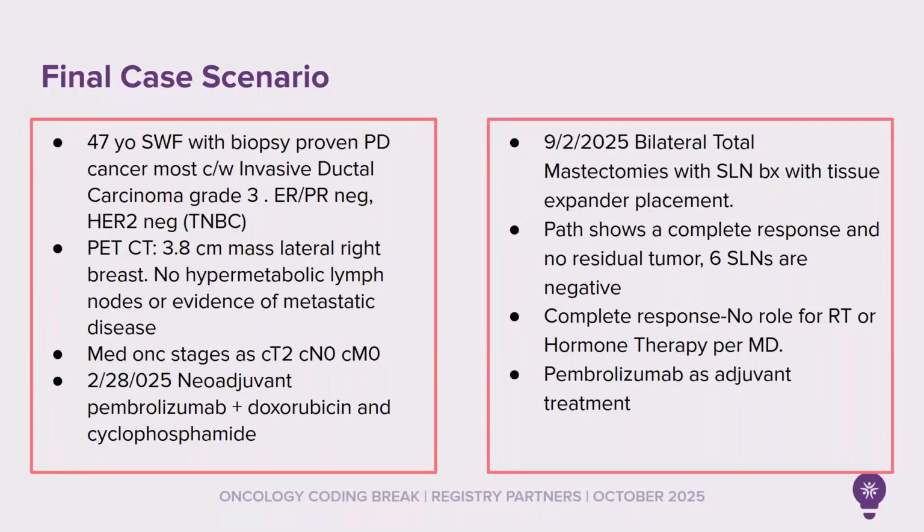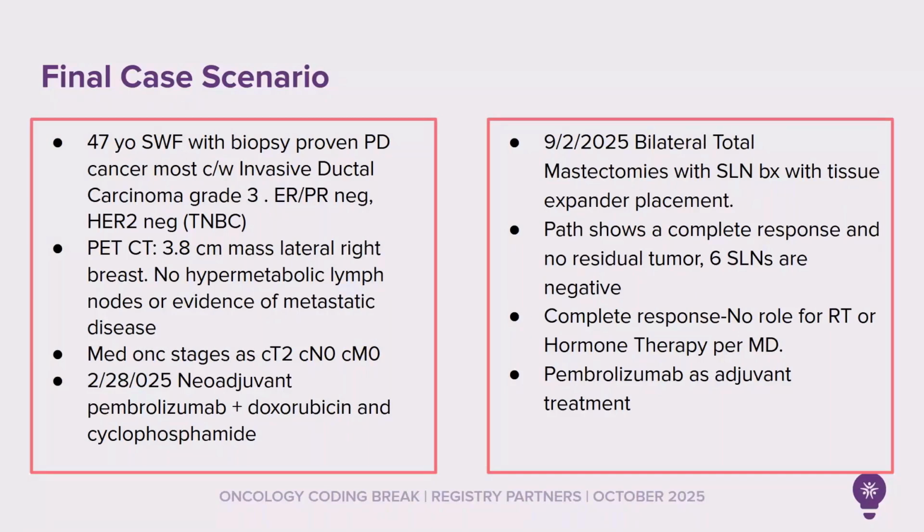PET CT shows a 3.8 centimeter mass involving the lateral right breast with no hypermetabolic lymph nodes or evidence of metastatic disease. The MD stages as cT2, cN0, cM0, and the patient begins neoadjuvant pembrolizumab on 2/28/2025, followed by the chemo regimen of doxorubicin and cyclophosphamide. The full neoadjuvant course is completed.